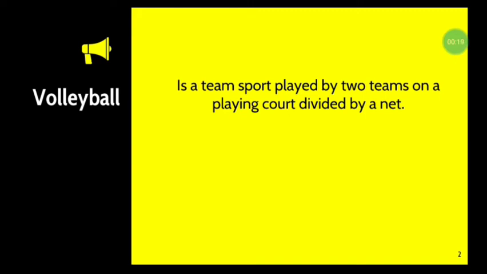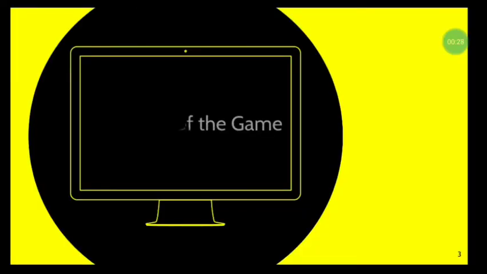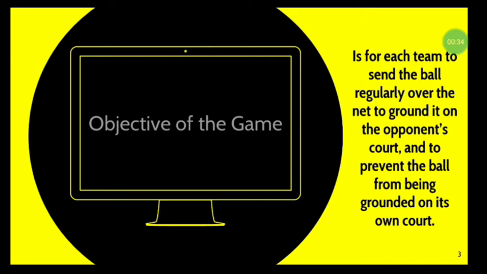Volleyball is a team sport played by two teams on a playing court divided by a net. The objective of the game is for each team to send the ball regularly over the net, to ground it on the opponent's court, and to prevent the ball from being grounded on its own court.